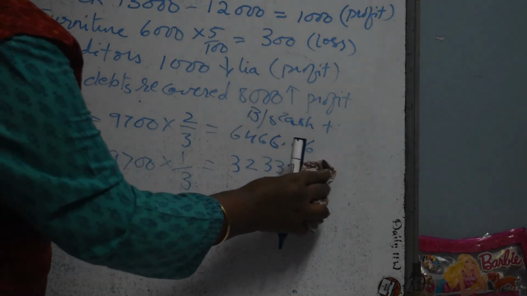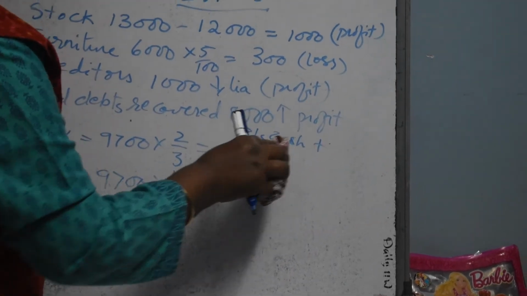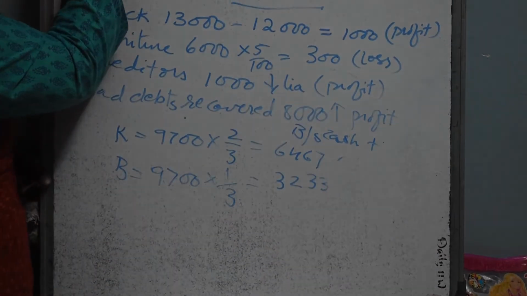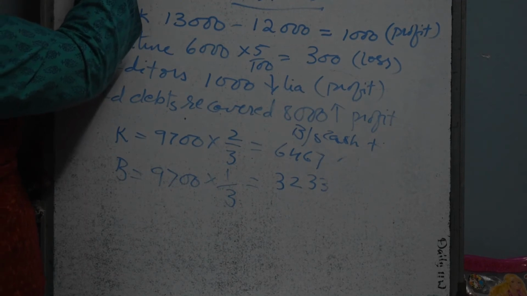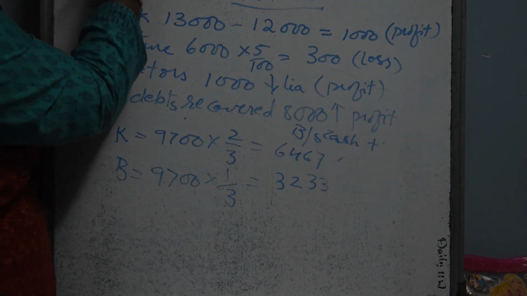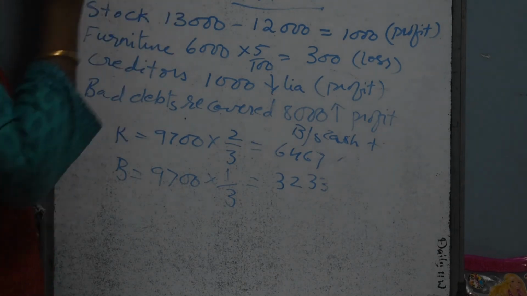See, you have to round it up to the nearest number. So what I'll write here: 6467, correct, and 3233. If you add this, you will get the same answer.